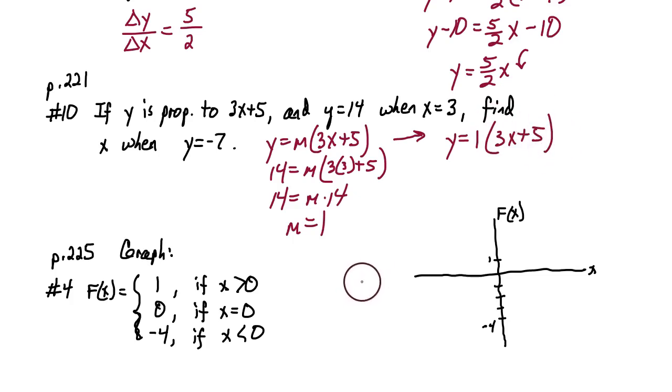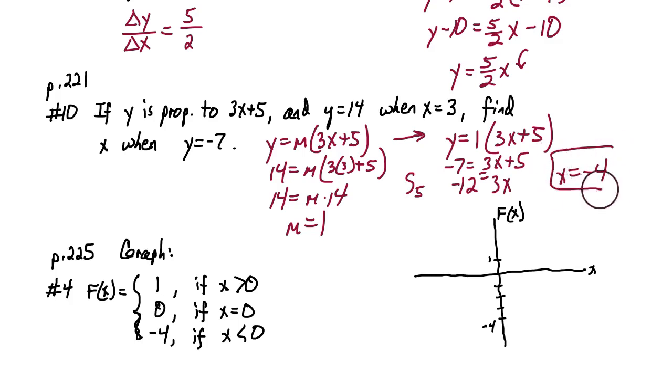Then we're asked to find x when y is -7. So fill in -7 for y and figure out what the x would be. If you subtract 5 from both sides, we get -12 equals 3x. And then divide by 3 on both sides, we get x equals -4.